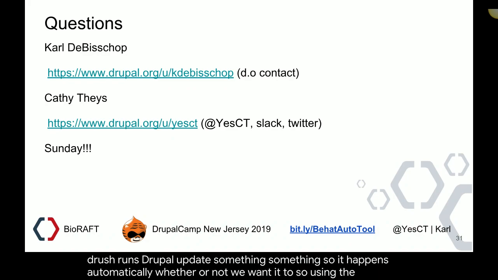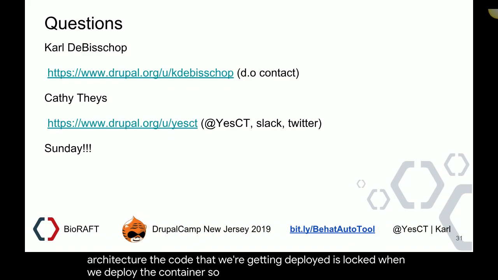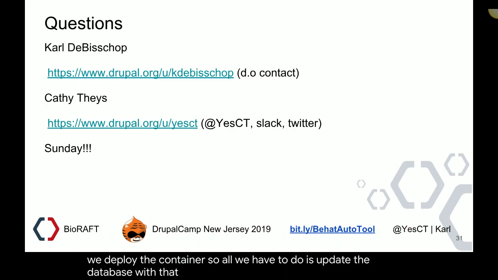So using the container architecture, the code that we're getting deployed is locked when we deploy the container. So all we have to do is update the database with that new code. So the startup script of the container runs a drush updb. So that's how that happens.